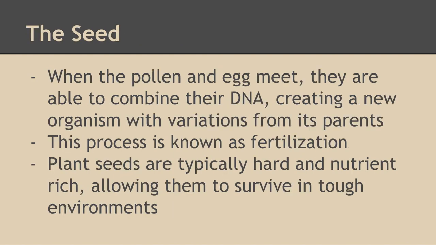When the pollen and the egg meet, they're able to combine their DNA. And that creates a new organism that inherits some of the variations and biodiversity from their parents. And this process is known as fertilization.